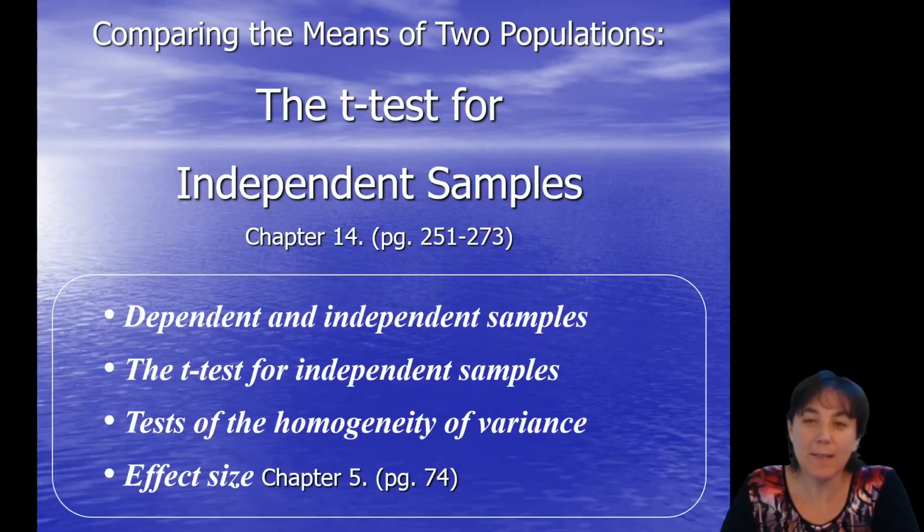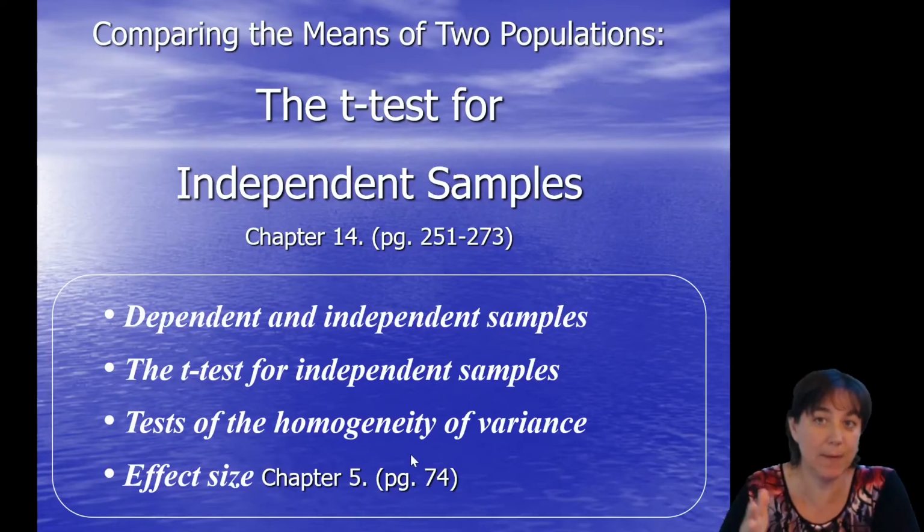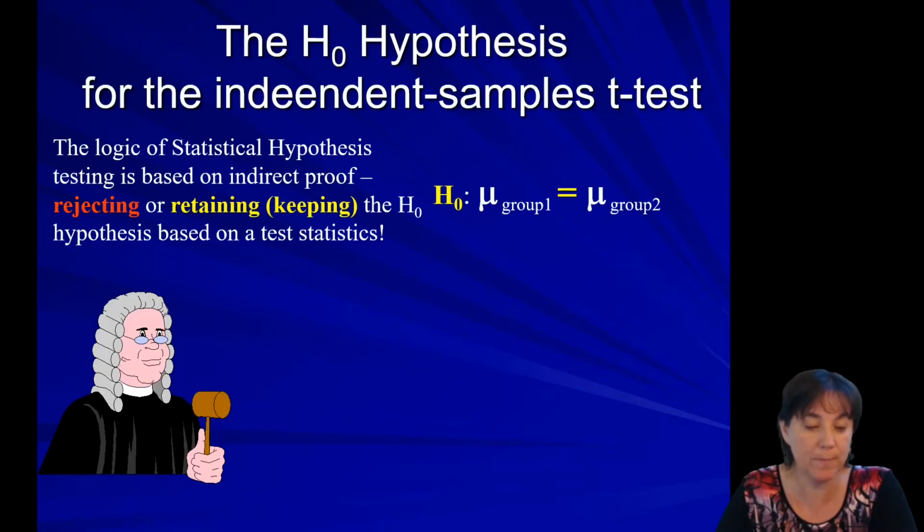Okay, so this is our next big topic, the t-test for independent samples. And here we have to differentiate dependent and independent samples. It's not that straightforward, although if you get into the practice of it, it will be no problem. And homogeneity of variance and effect size is not obligatory material. I will glance at it and you can read the relevant chapters.